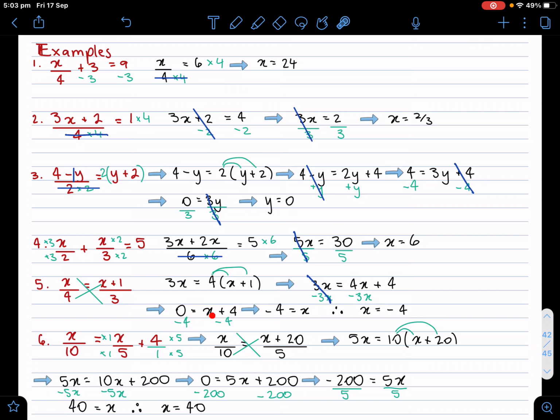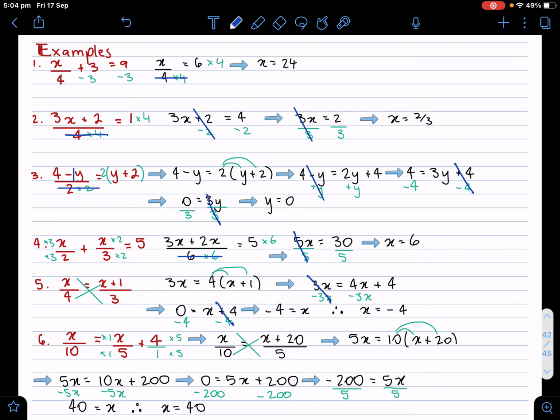So now we have 0 equals x plus 4. Well, what's with the pronumeral here? There's a plus 4. Let's get rid of that plus 4. The opposite of plus 4 is minus 4. Whatever I do on one side, I have to do on the other. So now I have minus 4 equals x, and they're equal to each other. Therefore, x equals minus 4. Hopefully, you understood that.